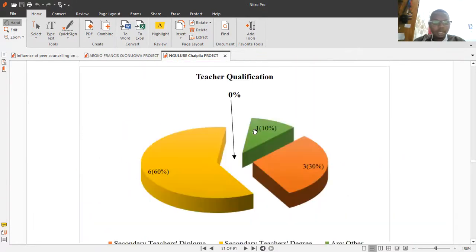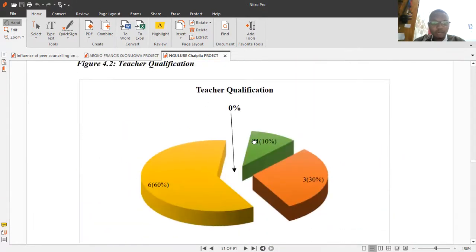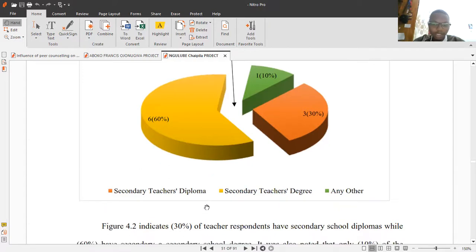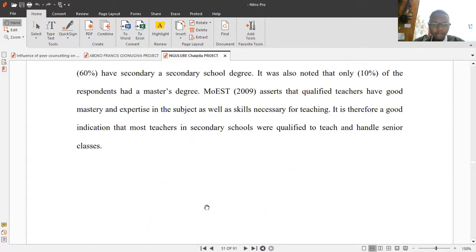Right, and then here you can see we have the teachers' qualification. As you can see, we have one teacher representing 10%, and then 6 teachers represent 60% of secondary teachers with a degree. They have a degree, and then 3 of them, which represents 30%, are diploma holders. All right.